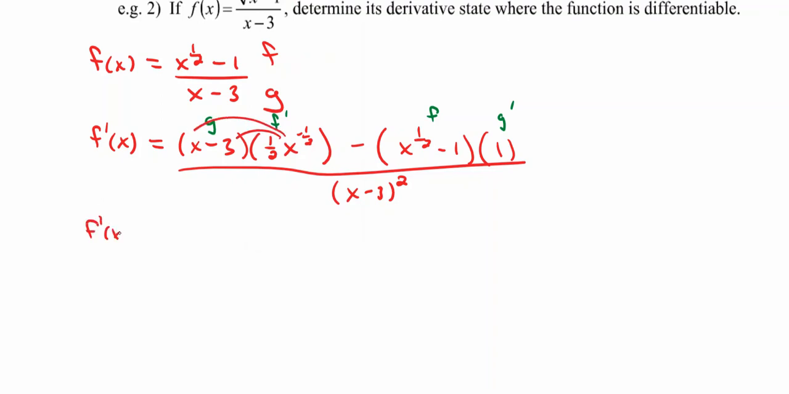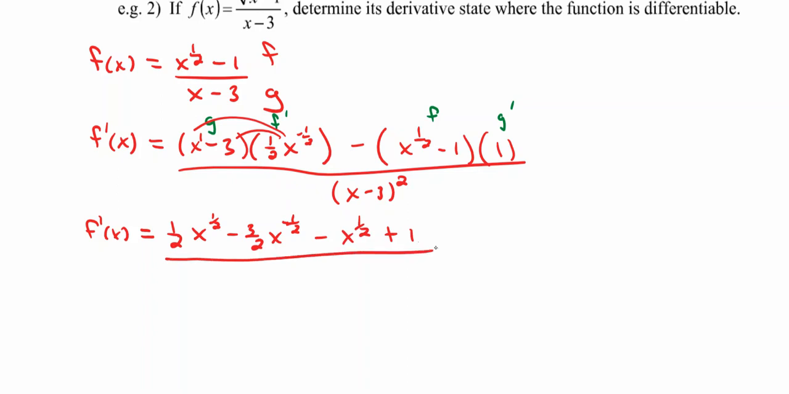Okay, so f prime of x would be equal to 1/2 x, and just remember what you're doing here, we're adding exponents. So 1 plus negative 1/2, or 1 minus 1/2, so that's 1/2 now. And then on to the next one is minus 3 over 2 x to the negative 1/2. And then minus x to the 1/2, and then plus 1, minus the negative there. So that's a little better. And that's all over x minus 3 squared.